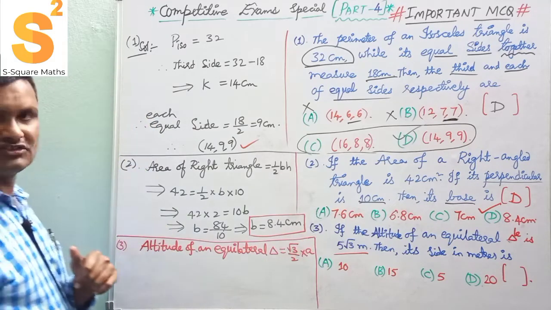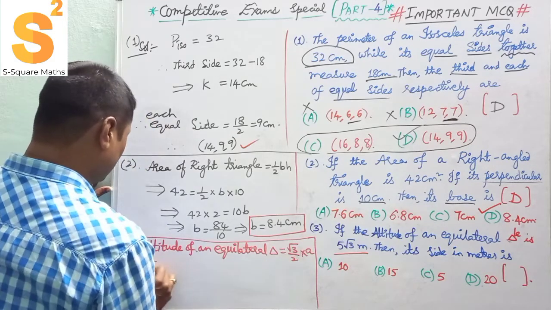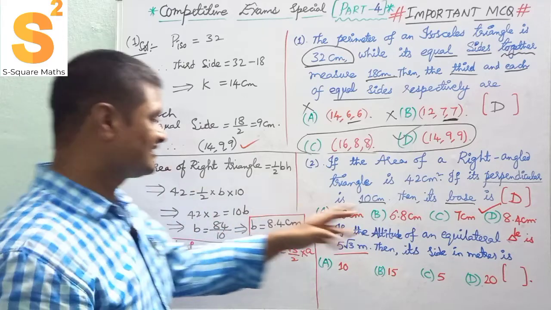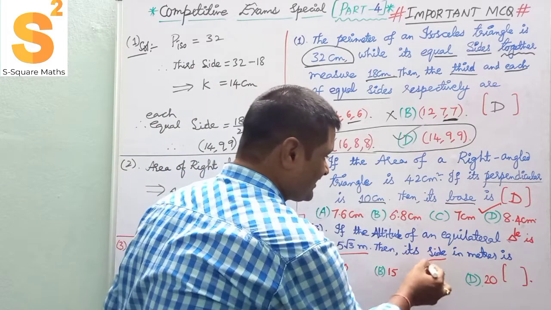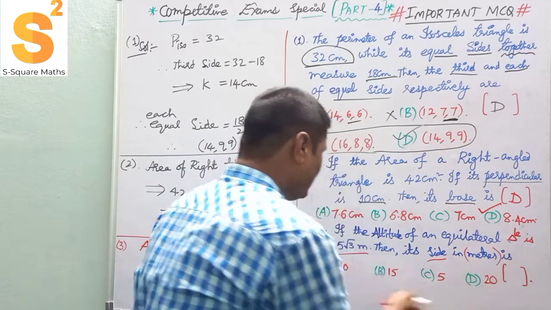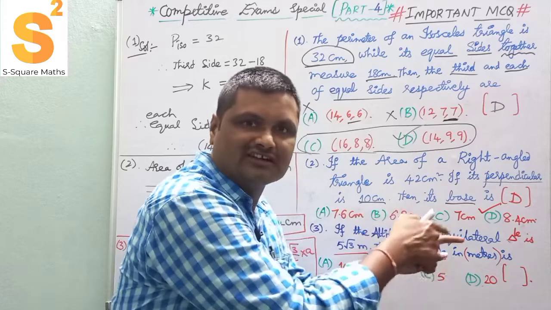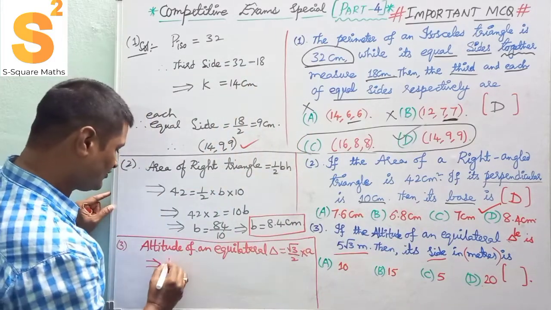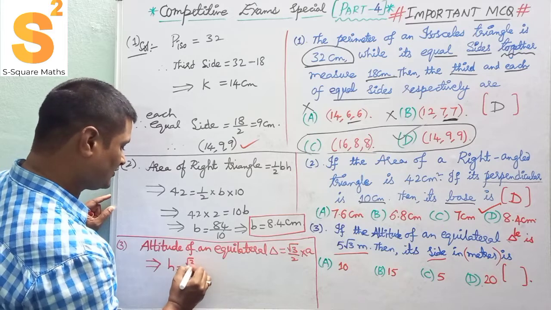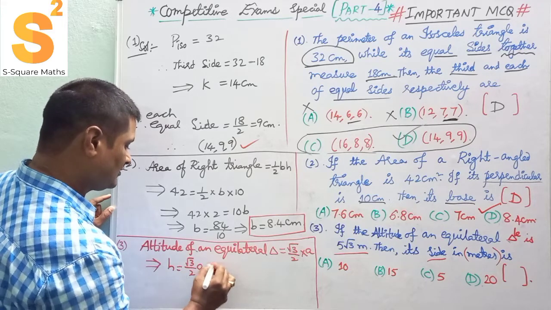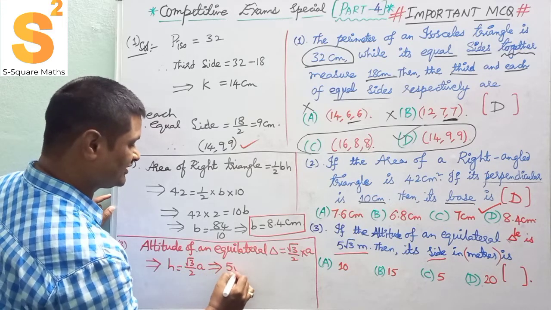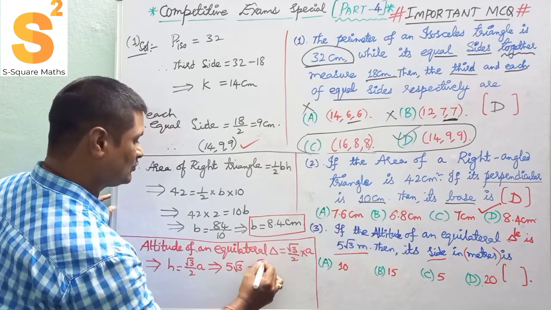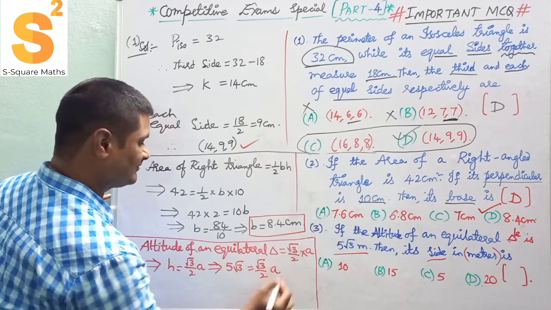So nothing but h is given. So this implies then its side, they asked side, that also in meters: 10 meters, 15 meters, 5 meters or 20 meters, that we have to determine. So this implies h is equal to √3 by 2 into a. So our h is nothing but 5√3 is equal to √3 by 2 into side.